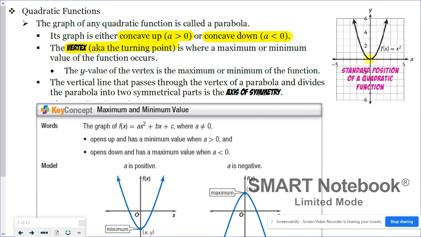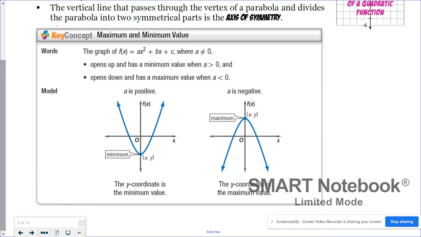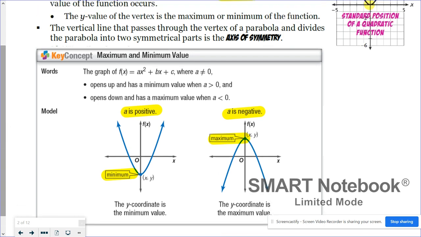Now, it's at the vertex where you'll either have a maximum or a minimum. Once again, this is dependent on that direction of opening. So if a is positive, the function opens upward and has a minimum at its vertex. And if a is negative, it opens downward and the vertex is a maximum. Now, the y-coordinate of the vertex, that's what we refer to as the maximum or minimum value of the function. And then the x-coordinate tells us like where that value is happening.